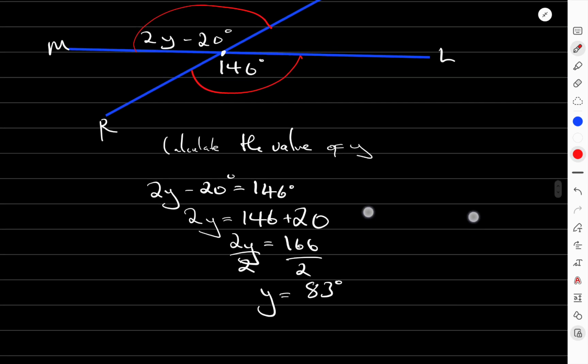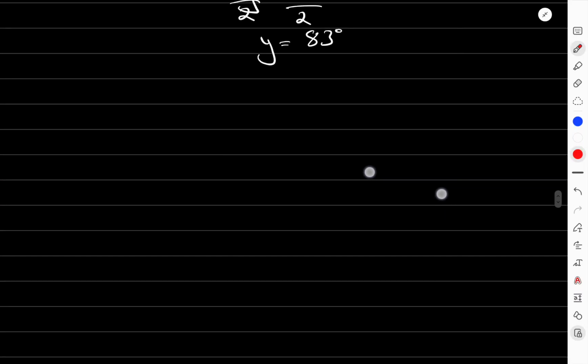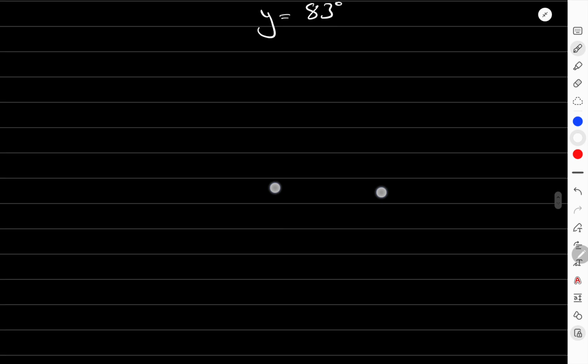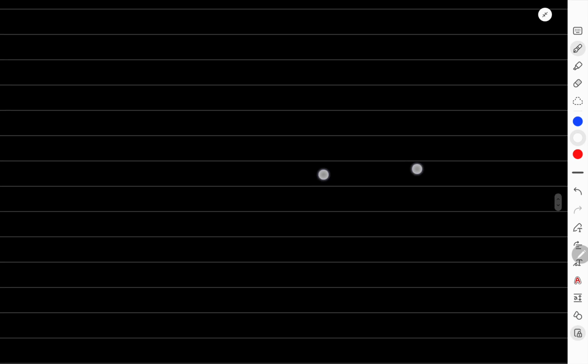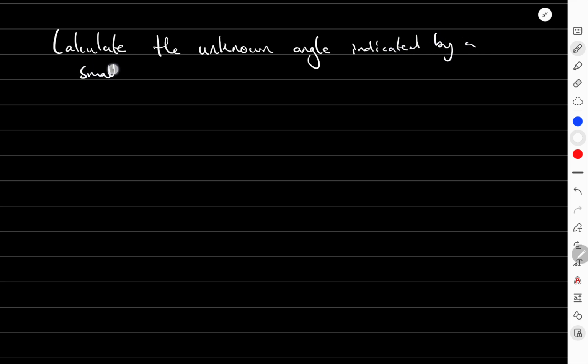Let us now calculate the unknown angles indicated by the small letters.